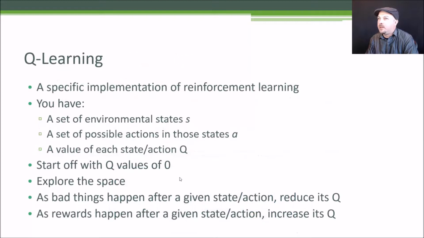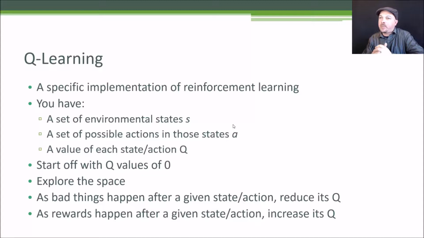A very specific implementation of reinforcement learning is called Q-learning, and this formalizes what we just talked about a little bit more. Again, you start with a set of environmental states. We're going to call that S. Possible states are the surrounding conditions of the agent. So is there a ghost next to me? Is there a power pill in front of me? Things like that. And I have a set of possible actions that I can take in those states. We're going to call that set of actions A. In the case of Pac-Man, those possible actions are move up, down, left, or right.